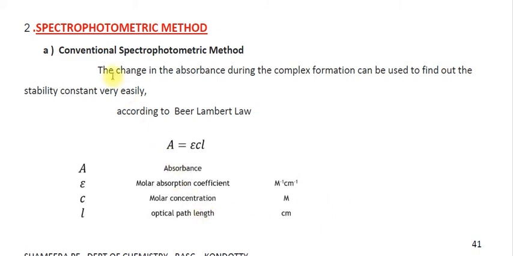Spectrophotometric method is the first type that we discuss here. That means a conventional spectrophotometric method. In this method it is according to the Beer-Lambert's law, and we know what the Beer-Lambert's law is: absorbance A is equal to epsilon C L, where epsilon is the molar absorption coefficient, C is the molar concentration, and L is the optical path length.